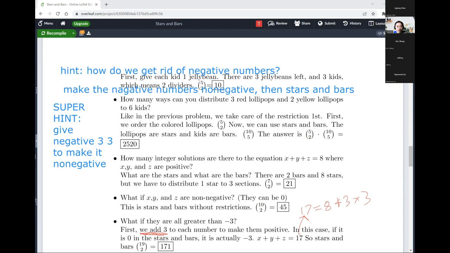Now we can use stars and bars. There's 17 stars and 2 bars, which gives us 19 choose 2, which is 171.